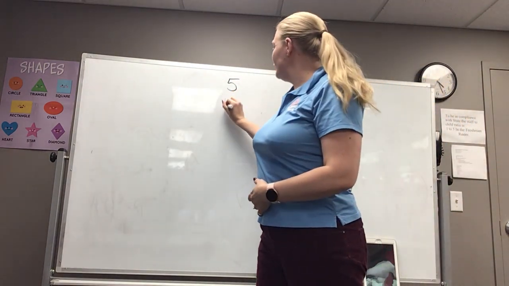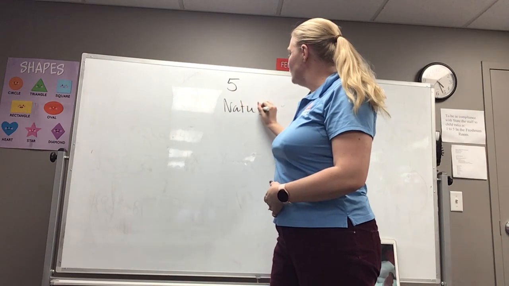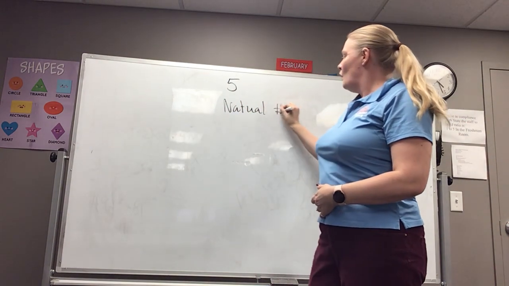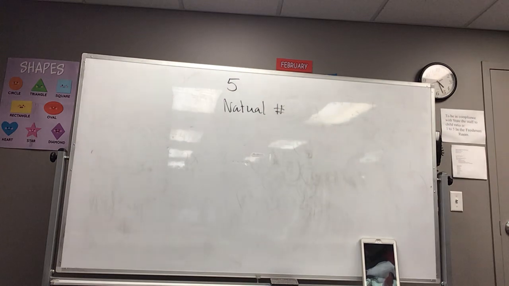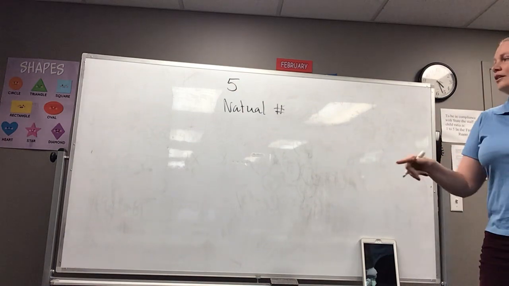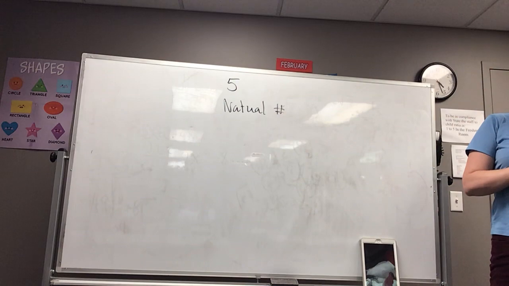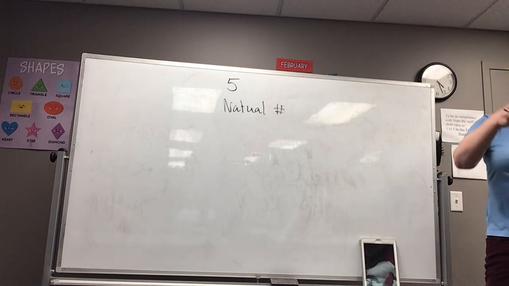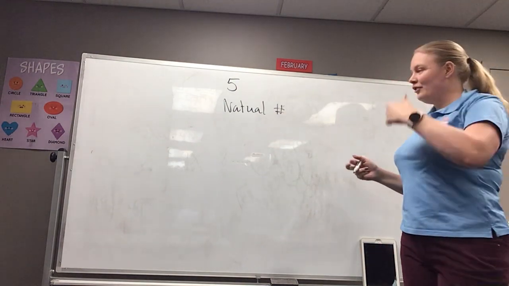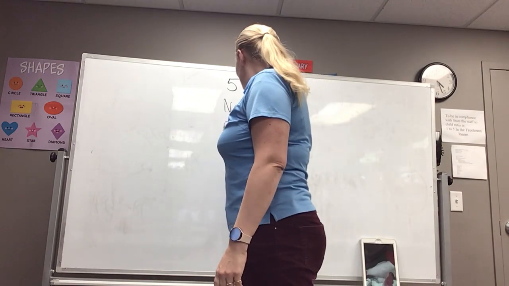So natural number is those counting numbers. Those are the things that we very first started off with. 1, 2, 3, up to 1,000,000 and past. Those counting numbers are the natural numbers. What other number sets have you worked with? It's a rational number. Excellent.